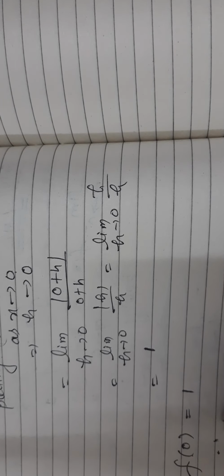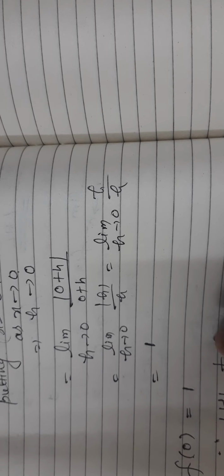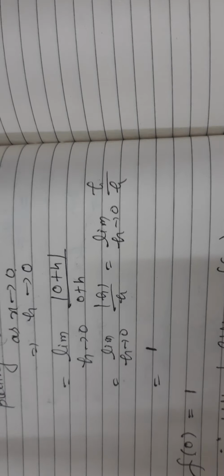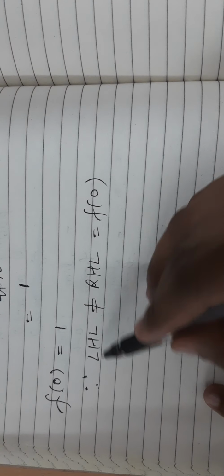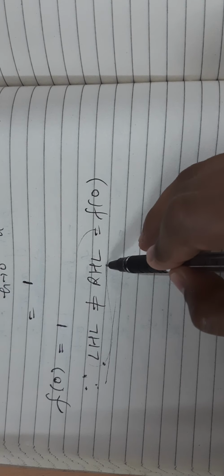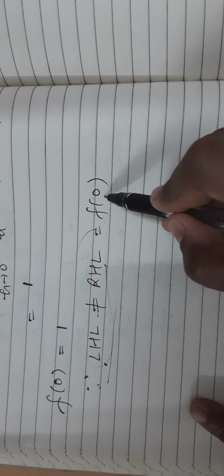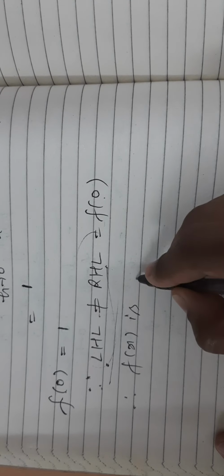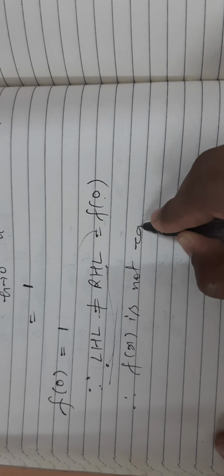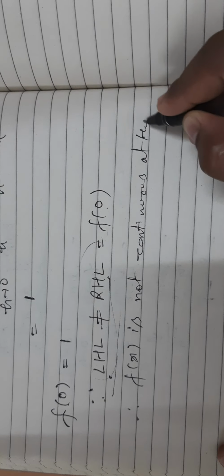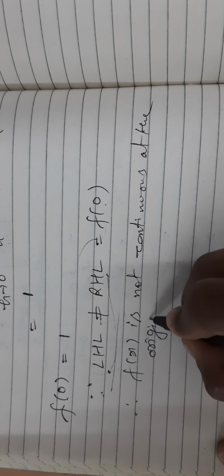So we will write: since the left hand limit is not equal to the right hand limit, even if only the left hand limit is not equal to the right hand limit, we can say that the function is not continuous, because for continuity what is the condition? All should be equal. Okay, so we will write: therefore f of x is not continuous, or discontinuous, at the origin.